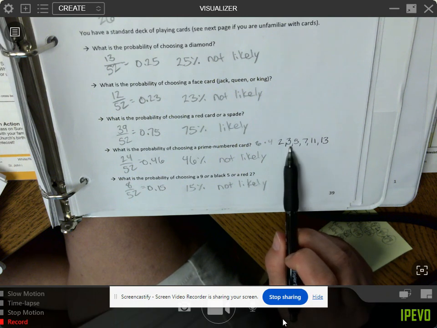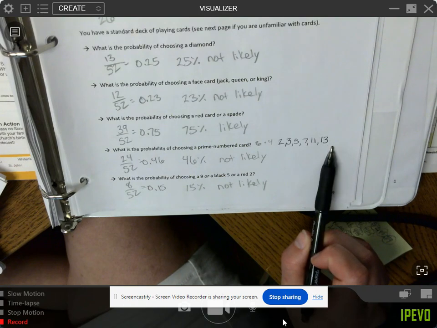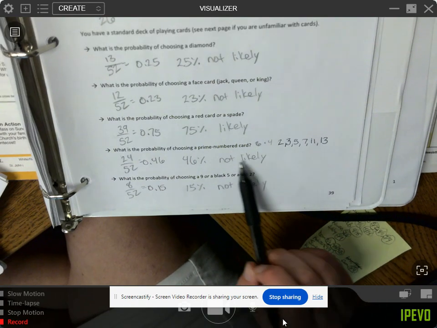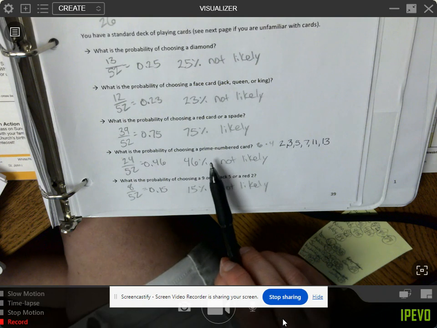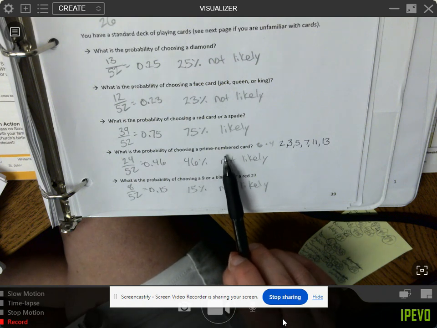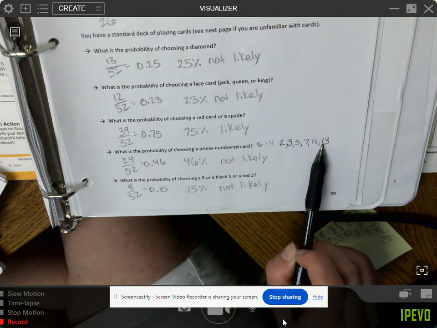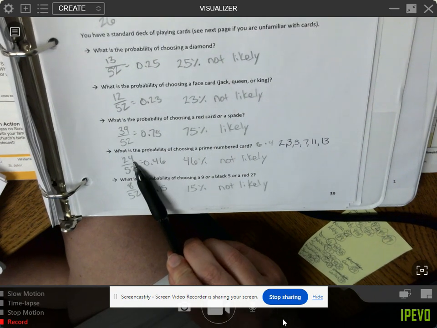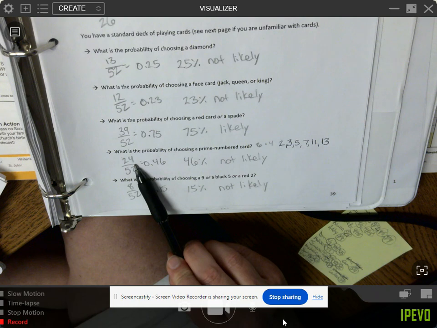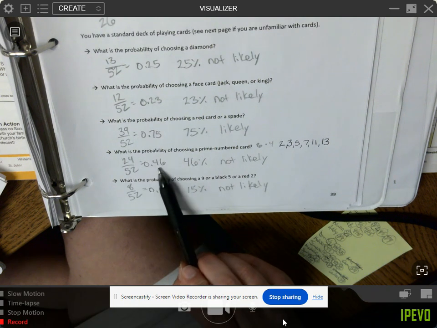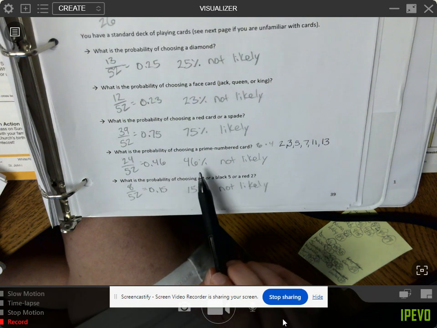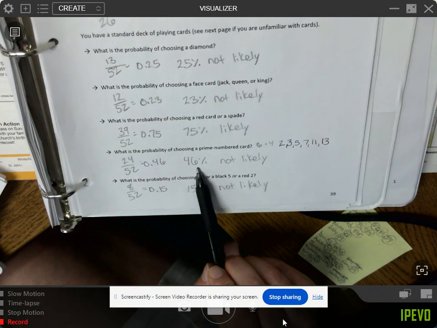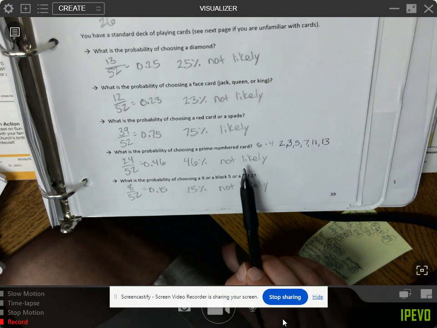We have 2, 3, 5, 7, 11, and 13 as our prime numbers. So the probability of choosing a prime numbered card: there are 6 of them in the hearts, 6 in the diamonds, 6 in the spades, 6 in the clubs. So that equals 24 cards in our deck that are prime numbers. 24 divided by 52 is 0.46, which is 46%, which is not likely to happen.